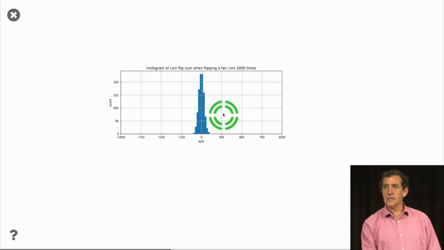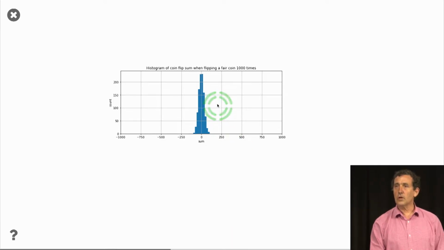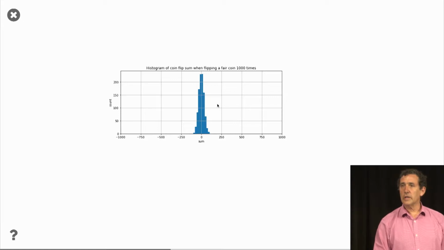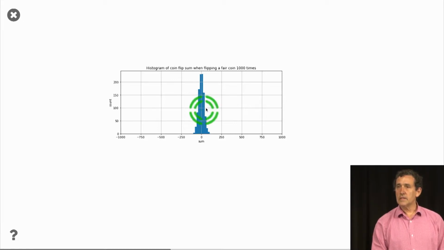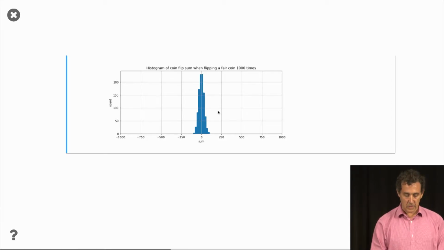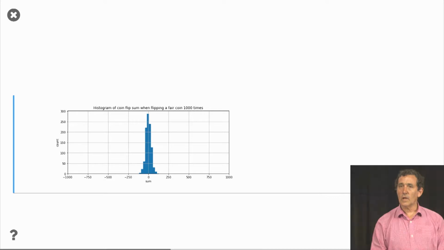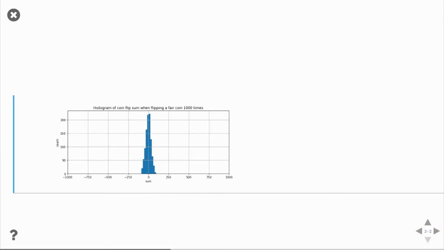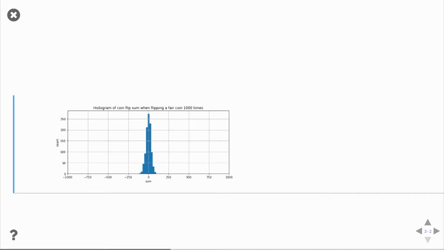So here is a histogram that shows, for flipping a coin 1,000 times, what is the distribution of this sum that we said. The sum is about 0, but as you see, it's not exactly 0. And every time that I rerun this experiment, what you see is that the histogram that you get is slightly different. However, even though it is each time slightly different, there is something very much in common for all of these coin flips.